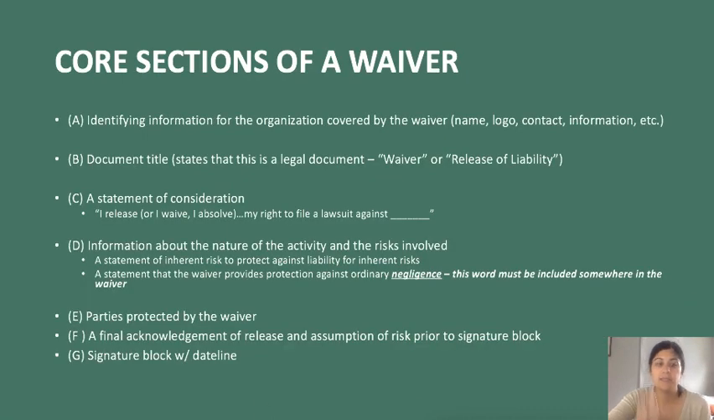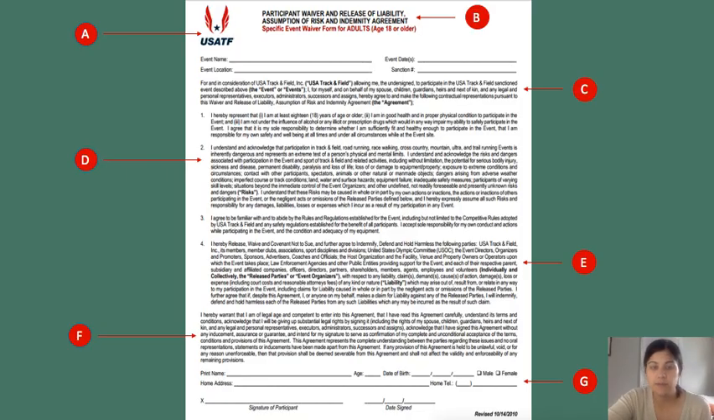Okay, the last piece here in regards to the waiver conversation is just showing you the core sections of a waiver. So basically, this is how a waiver should be put together in terms of the sections that you need in order for it to be considered valid. I'm not going to go through detail here, but I have given you these different sections, and I've also included an example here on the next slide so you can see exactly where these different sections are.